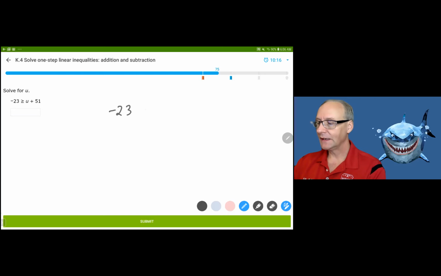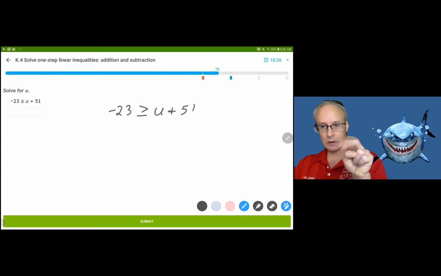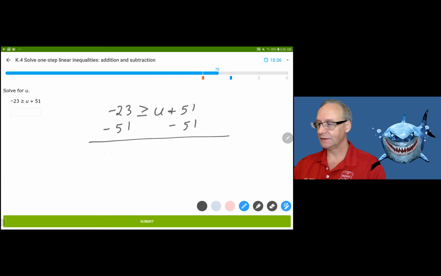Negative 23 is greater than or equal to u plus 51. Now, here's where you're going to have a little trouble because the u is on the wrong side of the inequality. So what I'm going to do is I'm going to go ahead and subtract the 51 from both sides, just like I do with the equations. Be careful, that is negative 74.